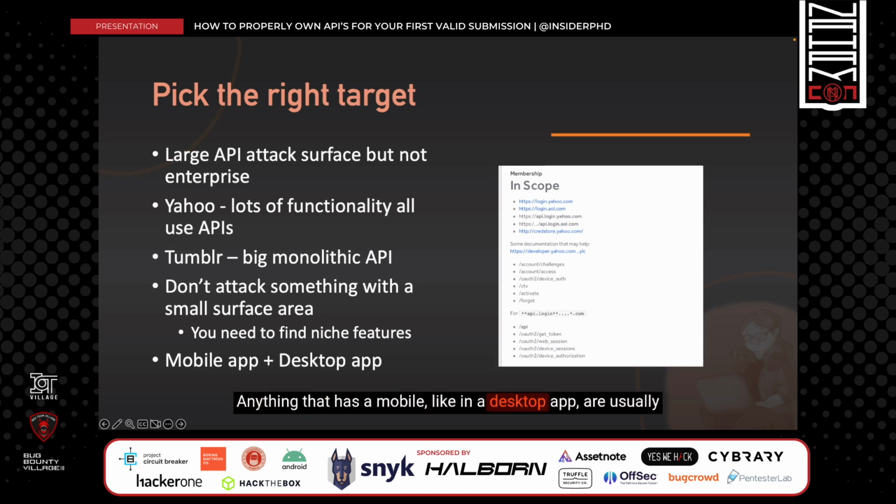Anything that has a mobile app and a desktop app is usually a really solid choice, though. And certainly, this is not exhaustive. Now, if you search through the scope and just look for API, you may not even see that in the scope. So just double check that the API, one, is in scope, it should be, and two, that you're not accessing a third party.